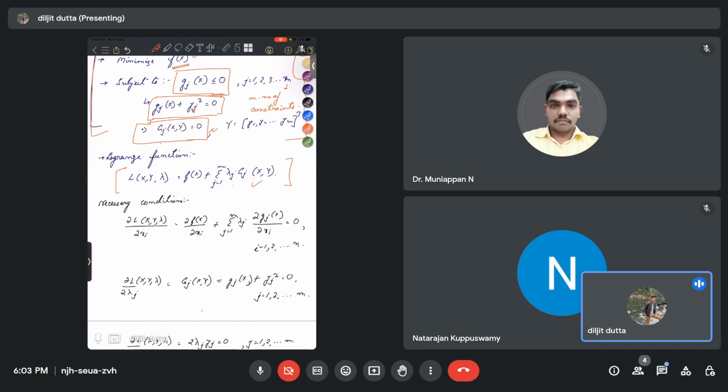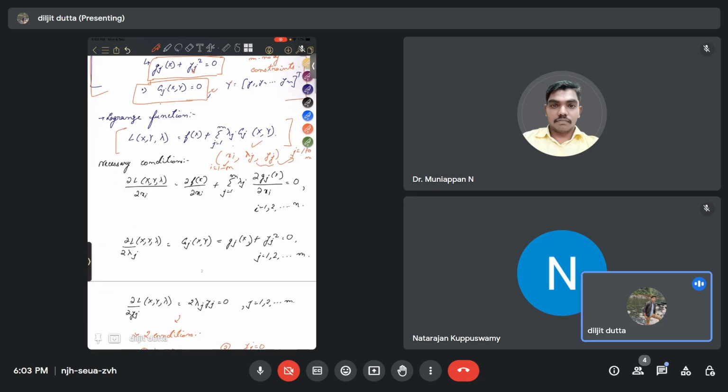So what are the variables here? The variables are xi, lambda j and yj. Xi is the number of variables, that is i goes from 1 to n. Lambda j and yj depend on the number of constraints, so j goes from 1 to m. With m constraints, there will be m lambda j's and m yj's. So we'll have to take the first derivative with respect to each of these variables.